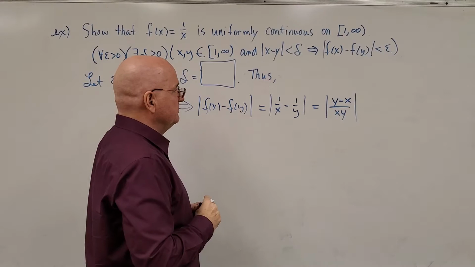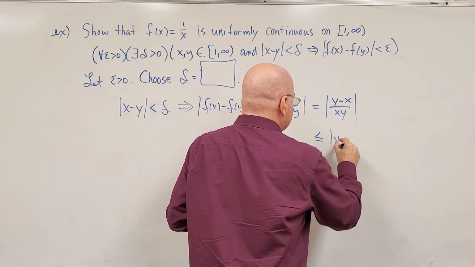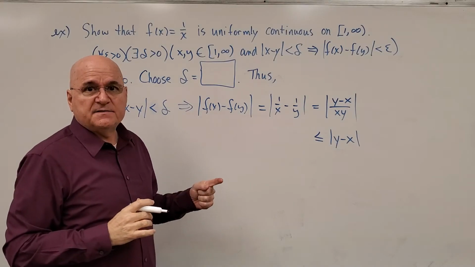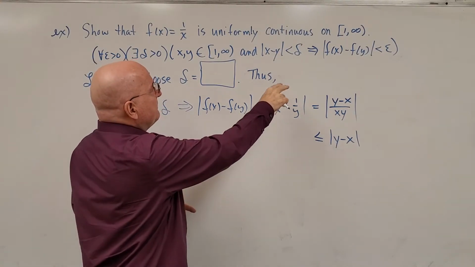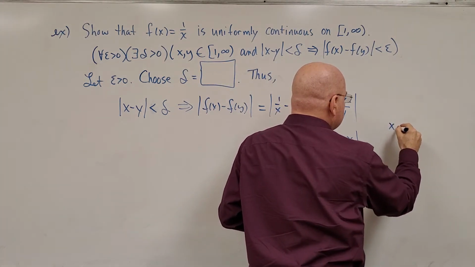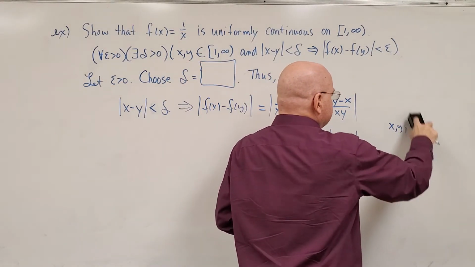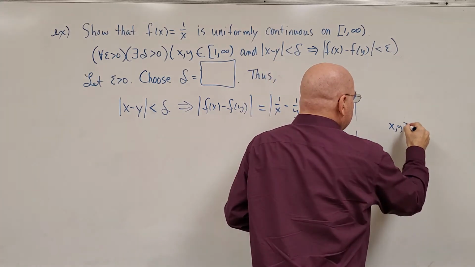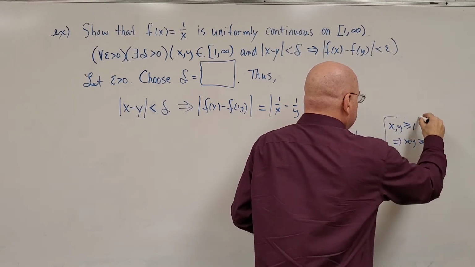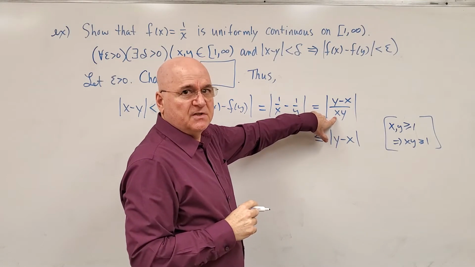Now, what can I do? Well, to simplify this, can't I just say this? I think I can. Why is that the case? Because x and y are both numbers from 1 to infinity. So let's just say that they're greater than or equal to 1, if they're in the domain here. Greater than or equal to 1 implies xy is greater than or equal to 1. That's the justification for removing this. We're getting a bigger number by removing this denominator.